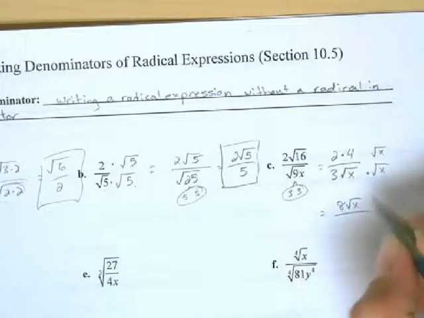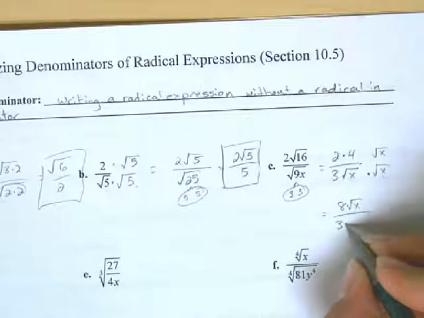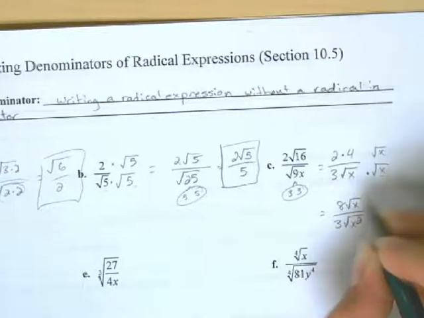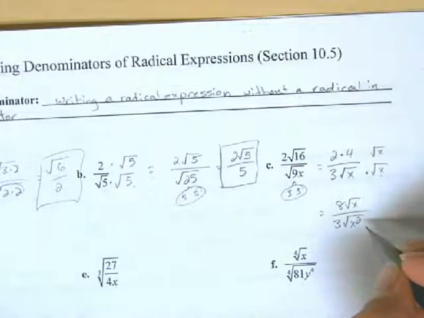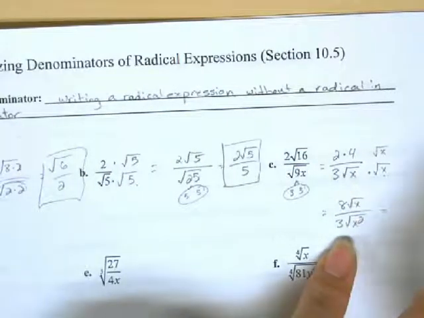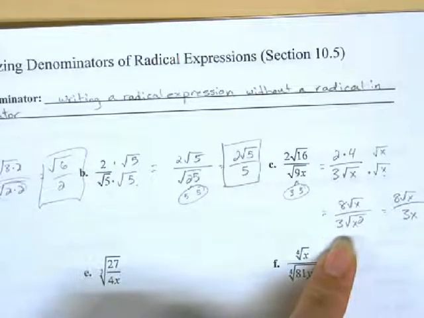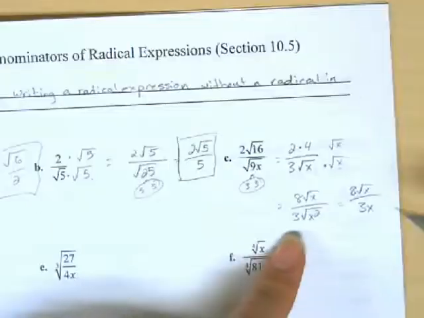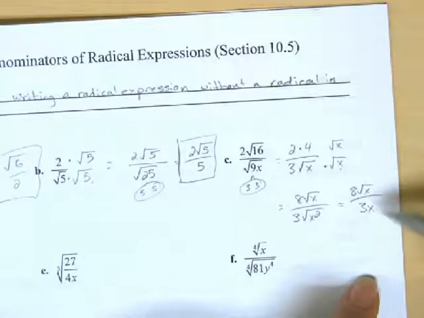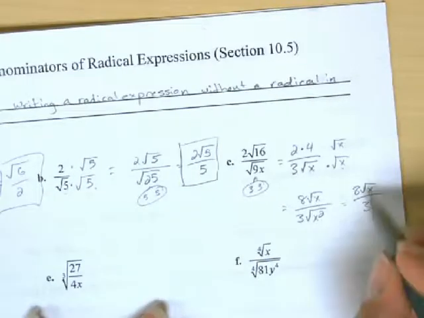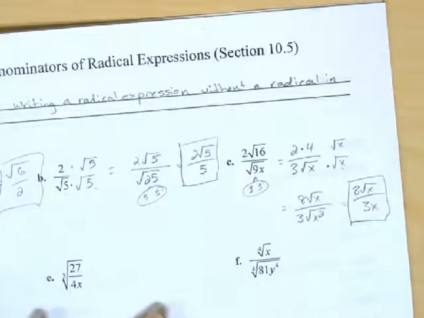On bottom, 3 square root of x squared, because x times x is x squared. Okay, so now I've got my group of 2, which I can take out. So 8 square root of x over 3x. You can't do any simplifying here because this is under the radical and this x is not under the radical, so your answer there is just 8 square root of x over 3x.